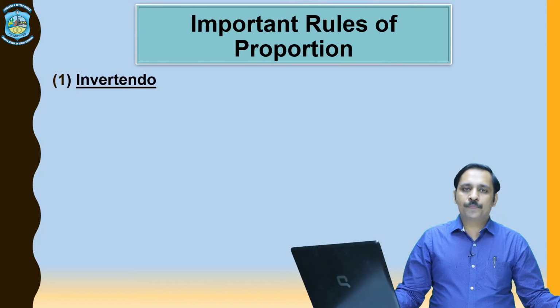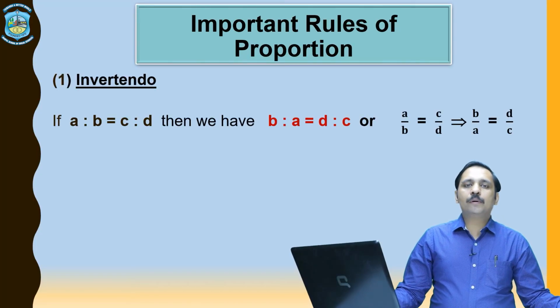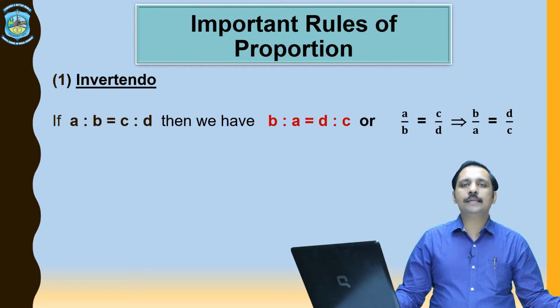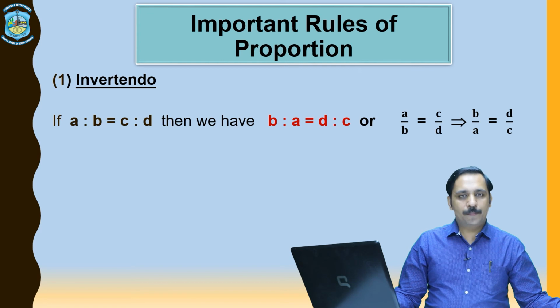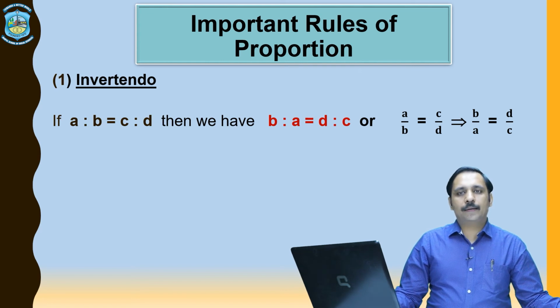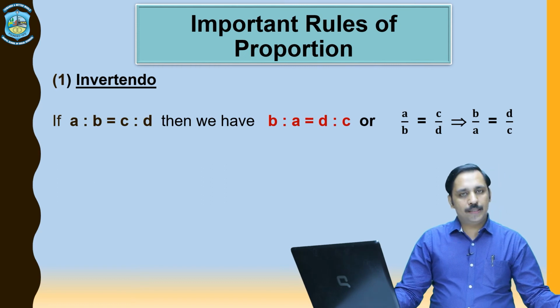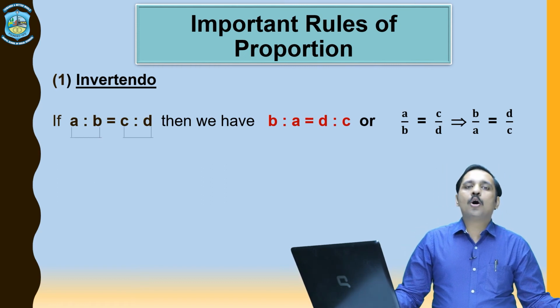Now we come to some important rules that we use for proportion. The first rule is invertendo. If A is to B is equal to C is to D is a given proportion, then we have B is to A is equal to D is to C. That means we just invert, or change the position of B and A, and of C and D. That is, A upon B is equal to C upon D implies that B upon A is equal to D upon C. This is called invertendo.